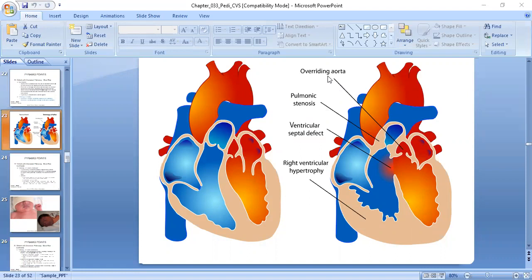So there are four types of congenital problem. One is right ventricular hypertrophy. One is ventricular septal defect. Third one is pulmonary stenosis, and last one is called overriding aorta.